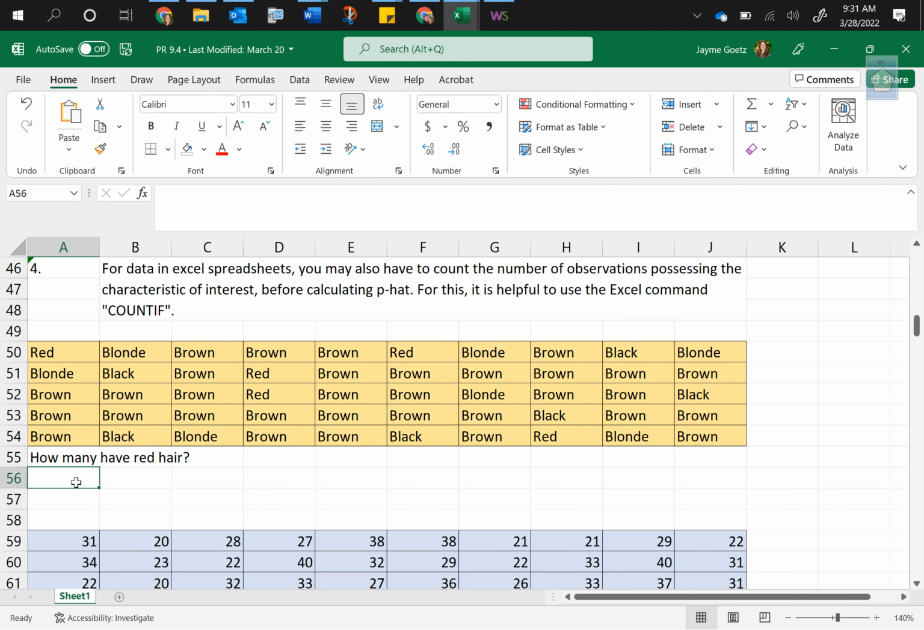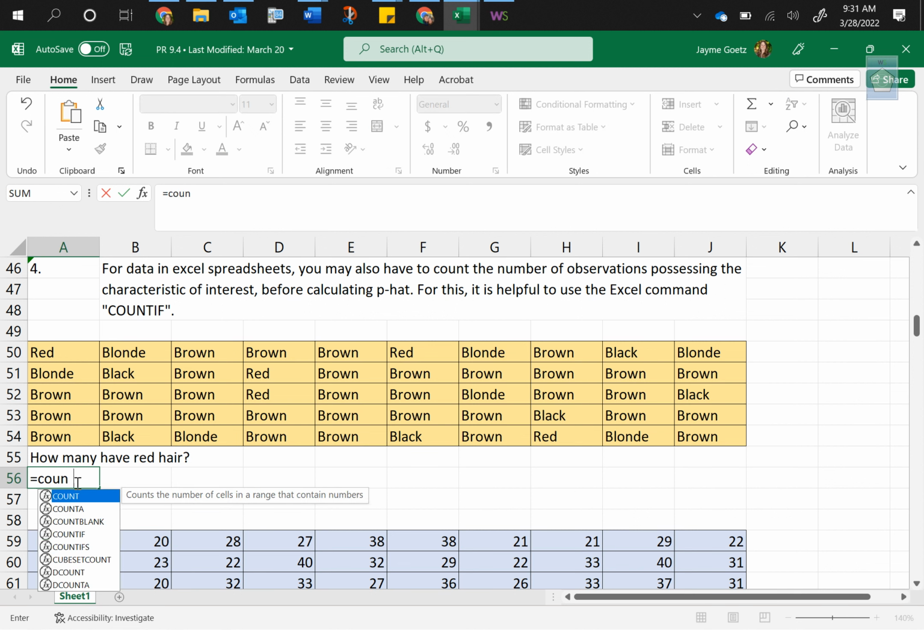Well, to do that, we're going to use the COUNTIF function. And the COUNTIF function literally means we will count it if it has these stipulations that you put in play here. So I'm going to type in equals COUNTIF and then an open parenthesis.